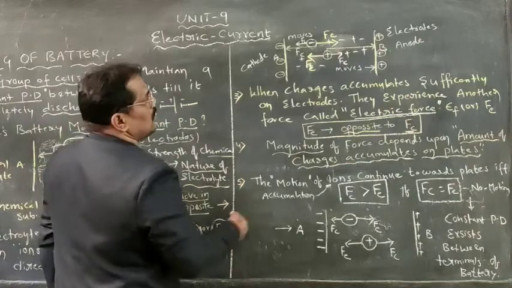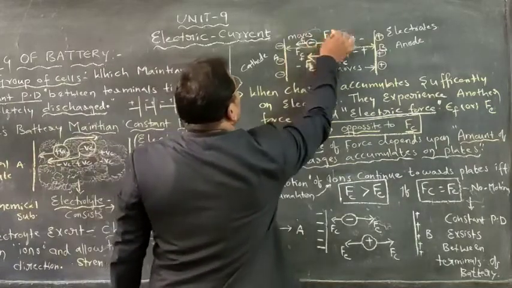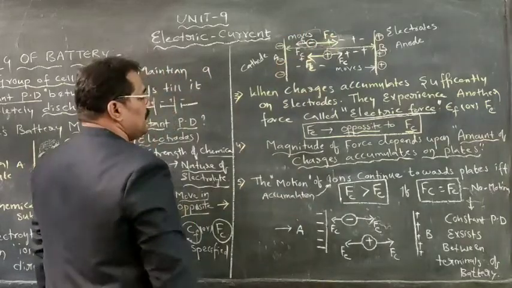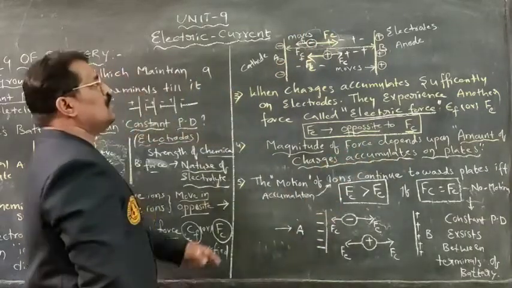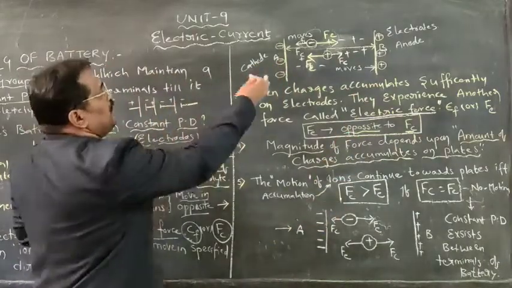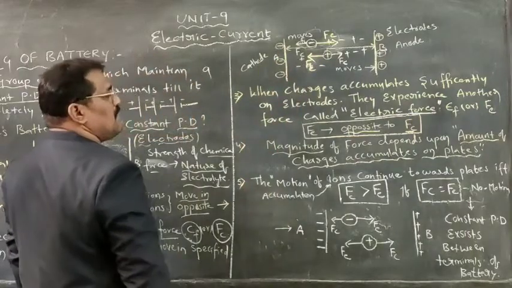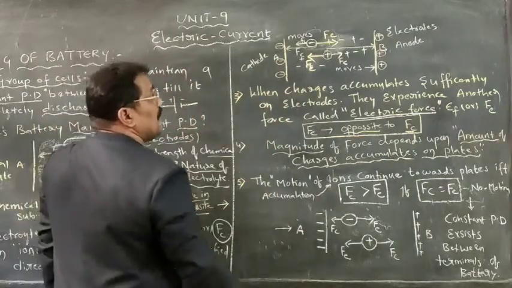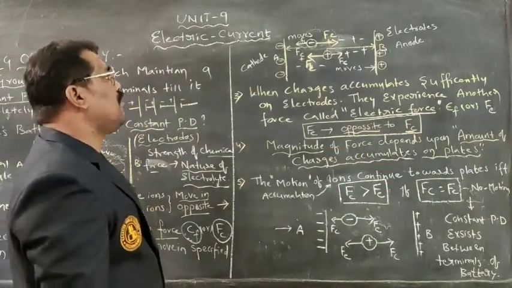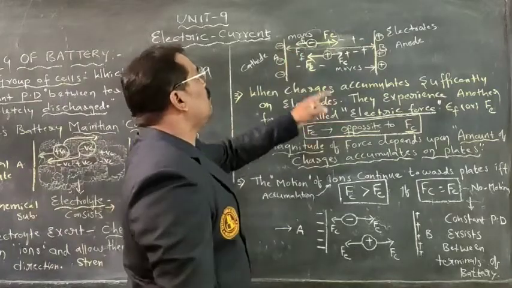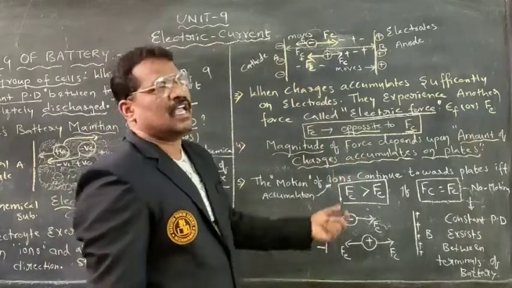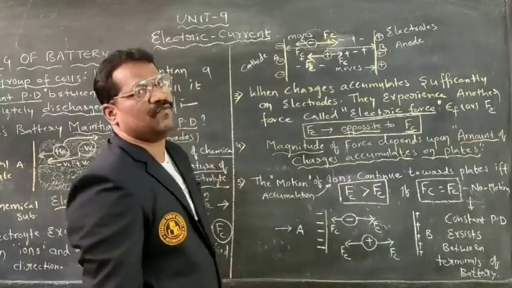And the next, fifth point, is the motion of ions. Each charge has two forces: chemical force as well as electric force. So the motion of ions continues towards the plates. Accumulation or moving of ions takes place towards the plate if chemical force is greater than electric force. Charges can move in a specified direction until chemical force is no longer greater than electric force.